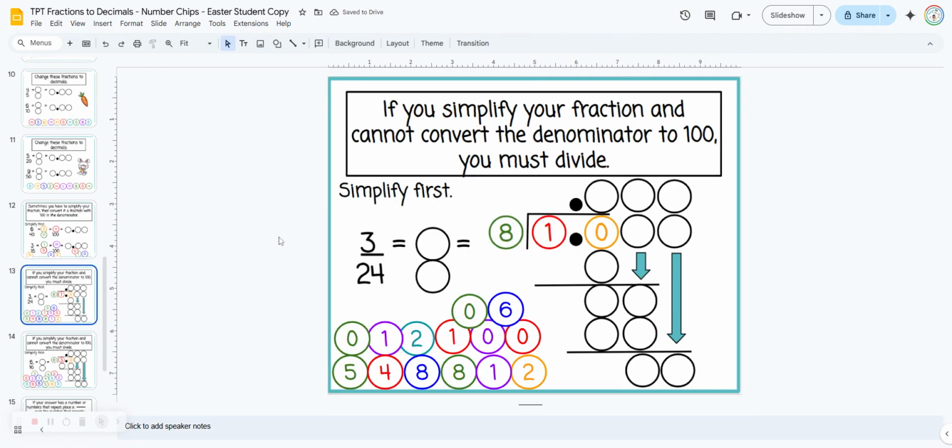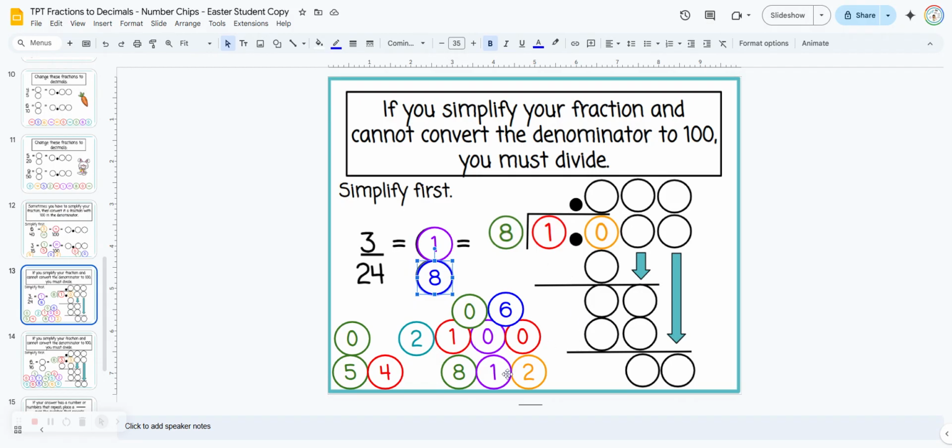Now in slide 13, it shows that there are some fractions we can't convert to equivalent fractions with 100 in the denominator. So here I could simplify, but then I get 1/8. And 8 I cannot multiply times any number to get 100. So I have to use long division. And they have all the numbers they need for the long division.